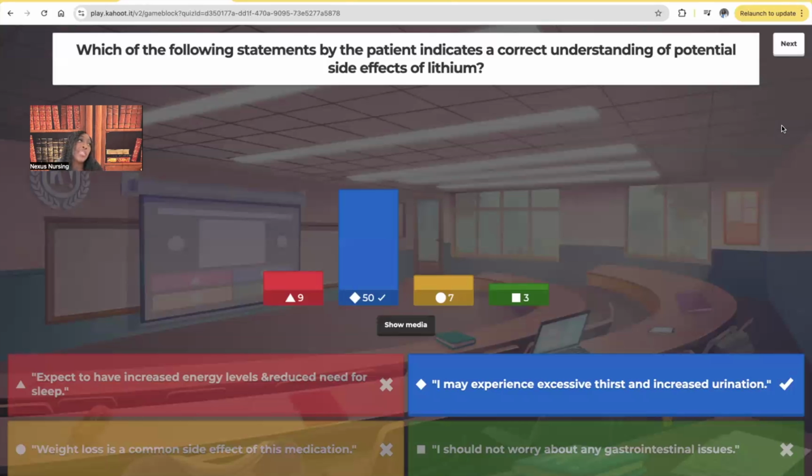Now, a couple other things I'm going to tell you that you have to know about lithium. How are you guys doing on the live? Simply, but I'm going to answer that question. That's actually what I'm about to talk about right now.